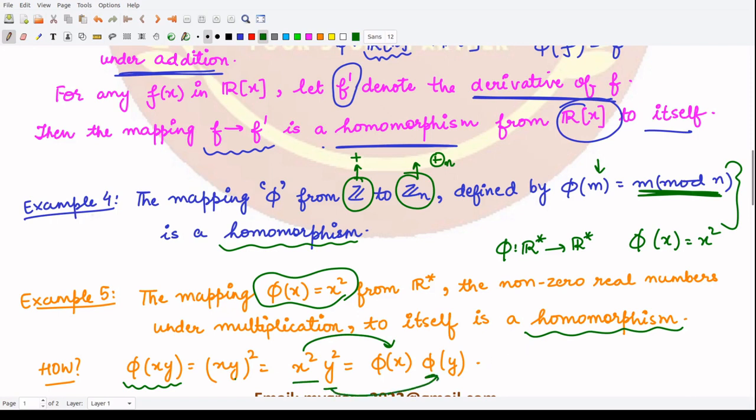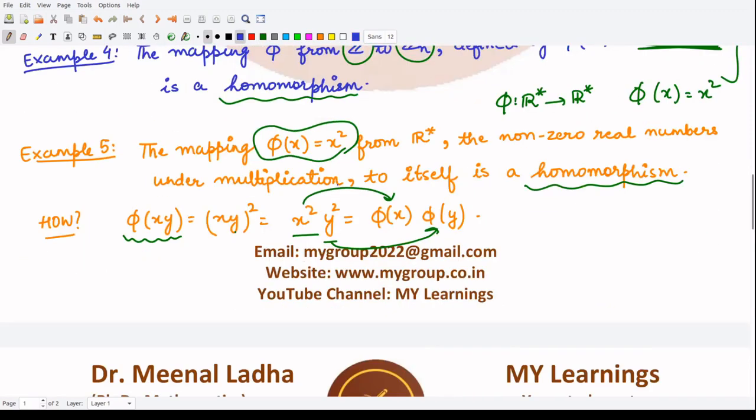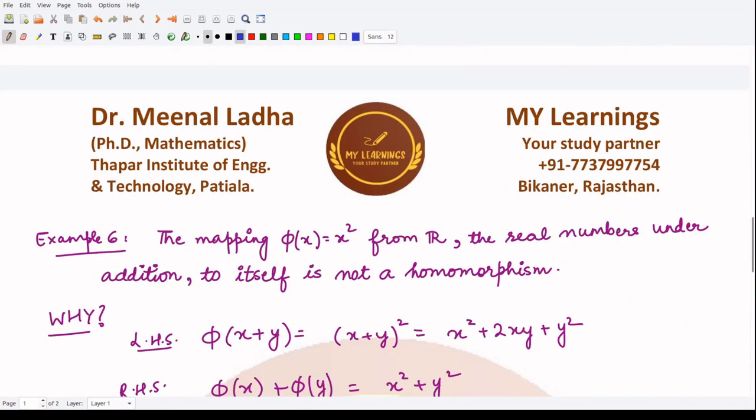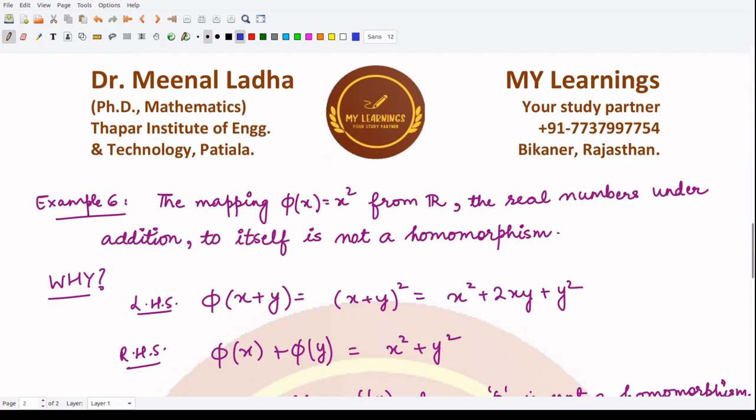Hence this is a homomorphism, right? Moving further, let's see the next example. In this example, we again take the same mapping, but now our group is different. We are taking this mapping from the set of real numbers to the set of real numbers, right? And where the group operation is addition and not multiplication.